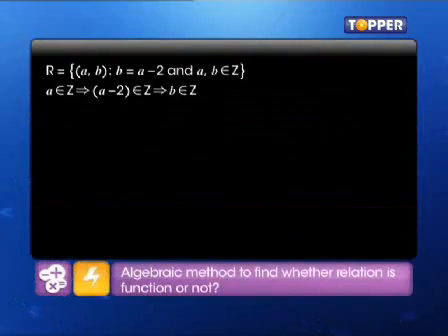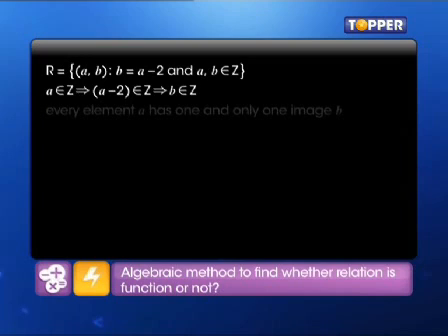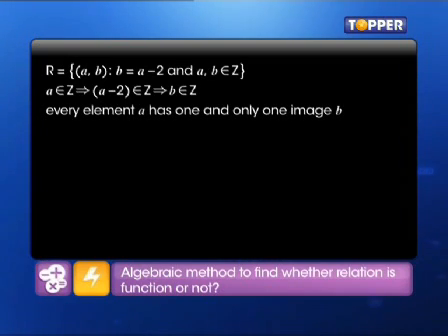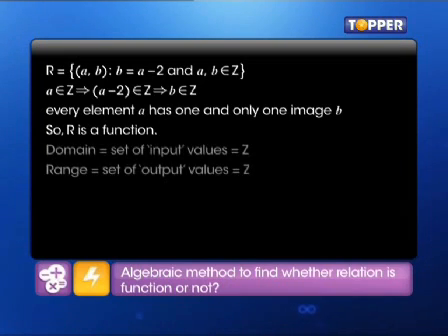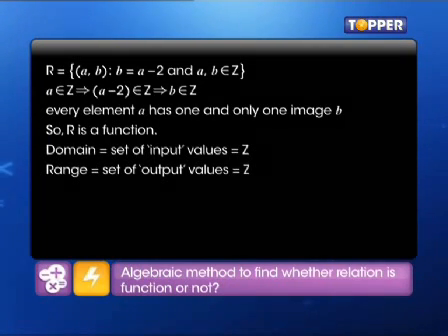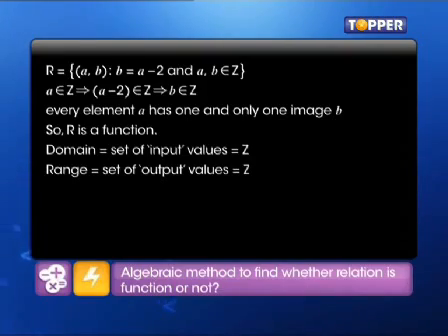Well, consider a relation R defined on the set of integers by a rule. An ordered pair (a, b) belongs to R if b is equal to a minus 2. Here you will find that every element which is an integer will have one and only one image b. So by the definition, the relation R is a function after all. And in this case, the domain and the range of R are both Z, the set of integers. So, now that we've answered Chanpreet's question, let's move on to our next topic.